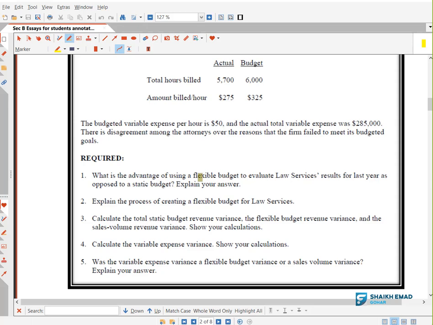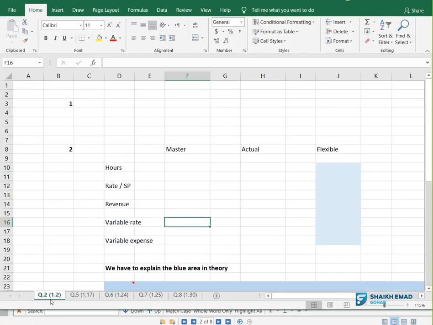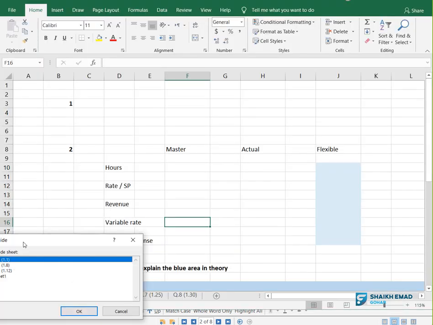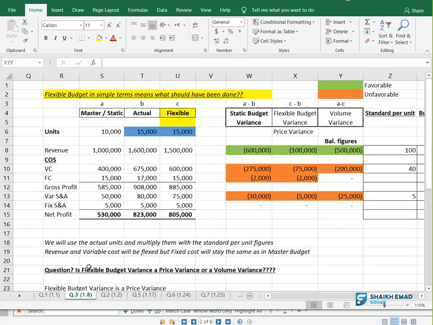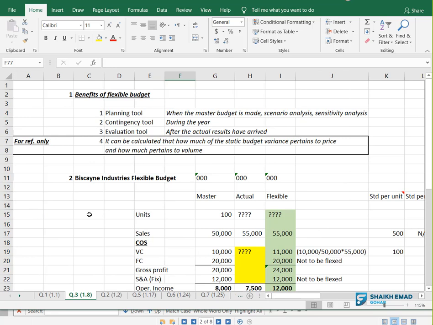This is the equation. Anyways, you know very well that the flexible budget has some advantages which we saw in the very first question we did on flexible budgeting. Let me open that question for you. Oh, sorry, it was number three. In this one, remember we talked about flexible budgeting. I told you it is a planning tool, a contingency tool, and an evaluation tool, because in that question they were just asking for the overall benefits of a flexible budget.